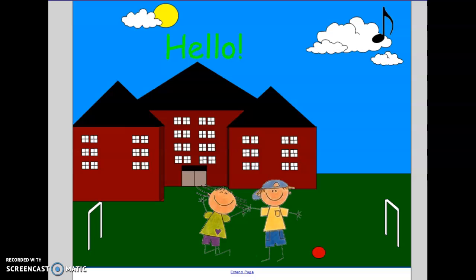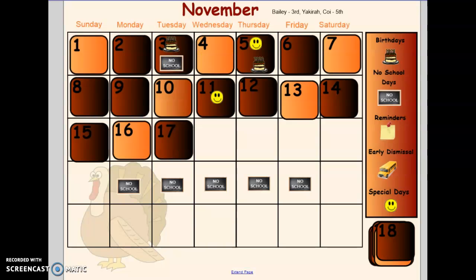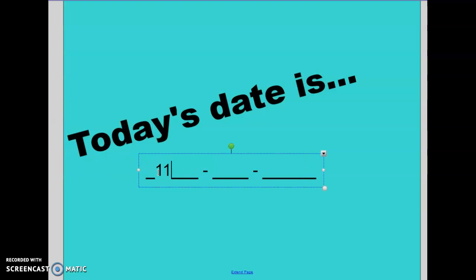Today, let's jump into calendar. The month is November. Yesterday was November 17th. If yesterday was November 17th, then today is November 18th. November 18th, let's fill it in.